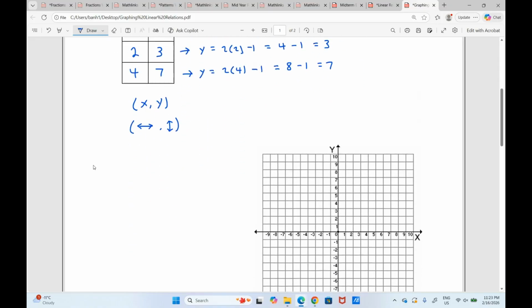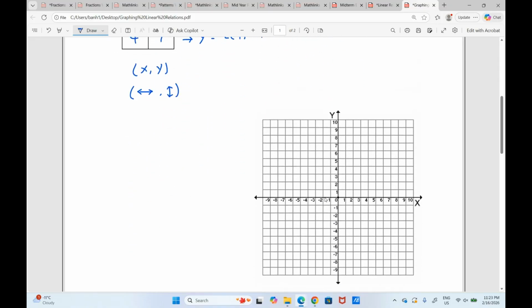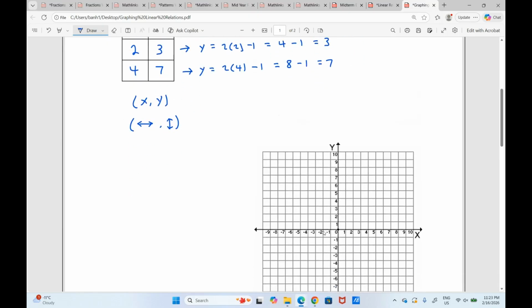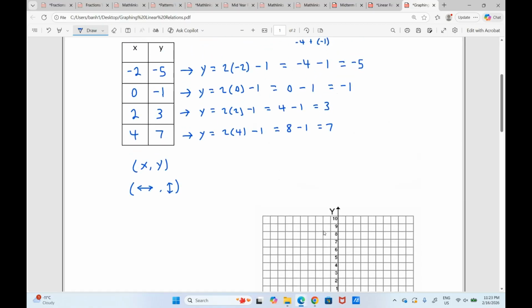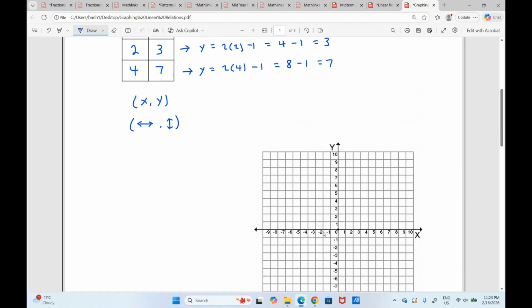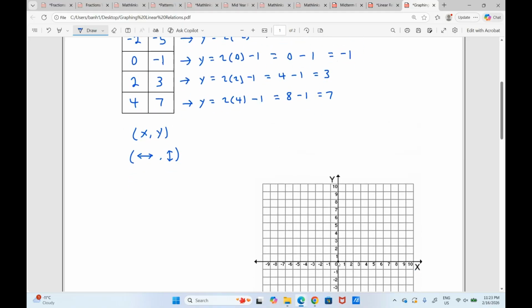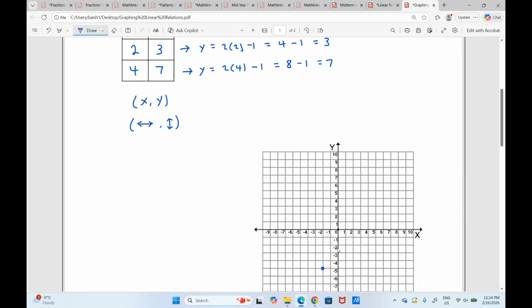Okay, let's graph this. So my first point here, -2, because x is -2, so I'm going backwards towards the left. And since I have y equals -5, it's negative, so I'm going down. So my first point should be right here. Okay, my next point is 0. So because x is 0, I'm not going left or right. I just stay right on the y-axis here. And it says y is -1, so I go down by 1. So my next point is here.